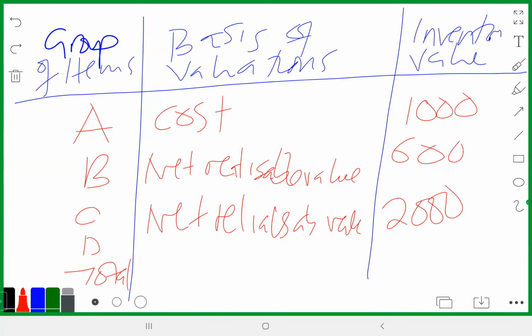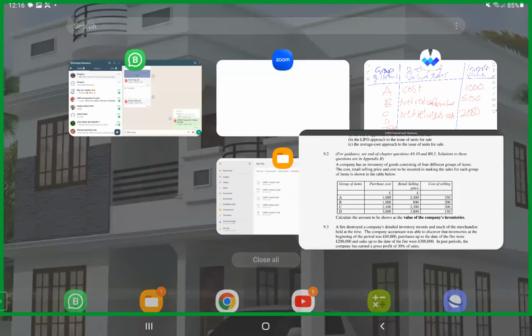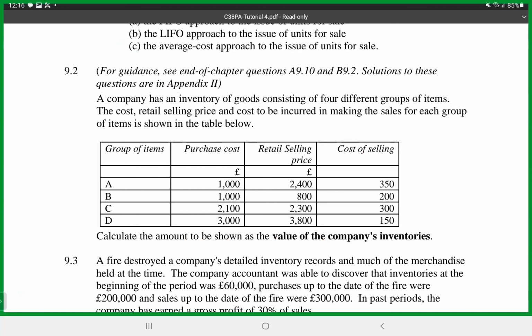If you please go back to the question, you subtract the selling price minus the cost of selling. The cost of selling, that is the net realizable value. There are different bases of valuation. We are valuing the inventories. One of the ways is net realizable value, where you less the selling price minus the cost of selling. And the purchase cost is also a basis of valuation. If you use the purchase cost, then you just get the cost alone, the way it is.